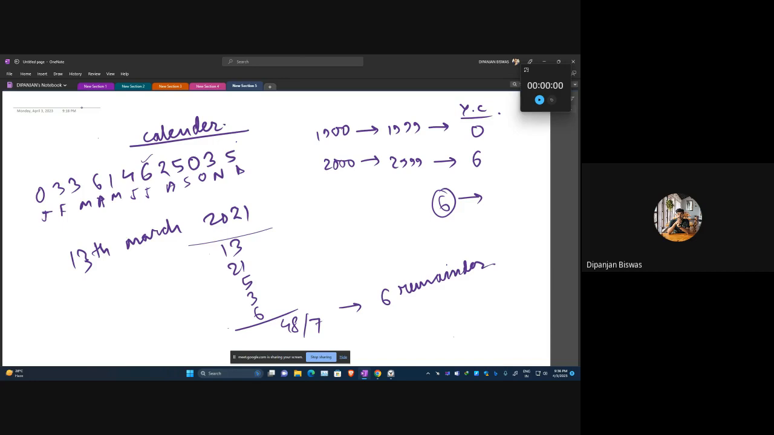Okay. So I hope it is clear by now. If you are still getting a wrong answer, just try to solve any 4 to 5 random dates and you will get the method. It was very easy. You just need to remember this 0336146253 5 and these 2 year codes. It at least covers 200 years. 1900 to 1999 is 100 years. Then again, we have another 100 years here. So you are already covering 200 years. So this should be more than enough to solve any question.